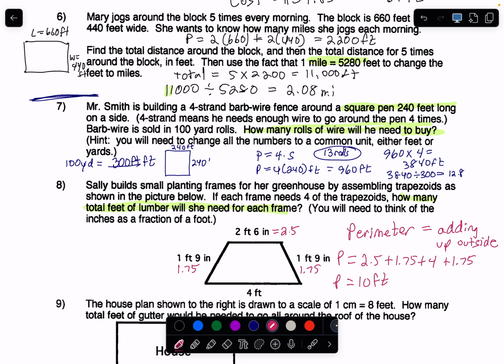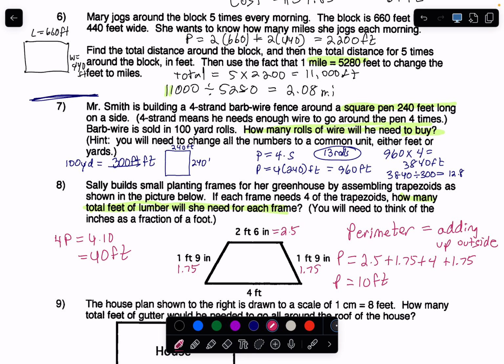How many of those do we need to create? We need 4 walls of this greenhouse. So 4 times the perimeter is 4 times 10. We need 40 feet. So then go back to the question again, and did you really answer the question?